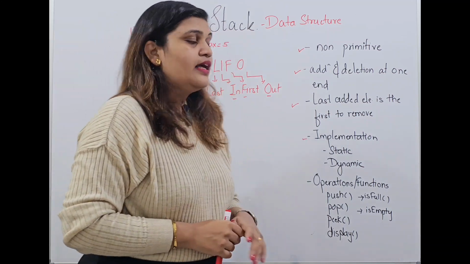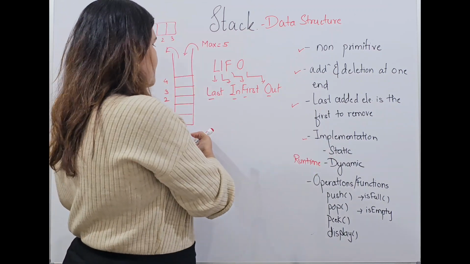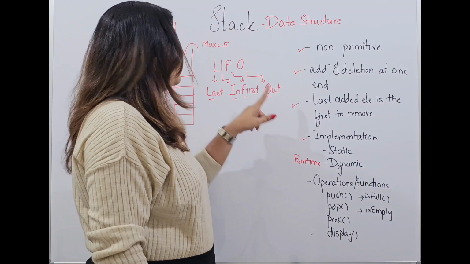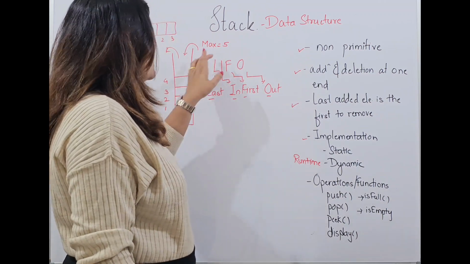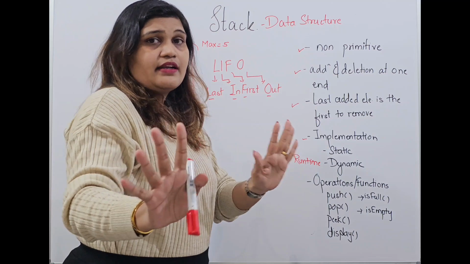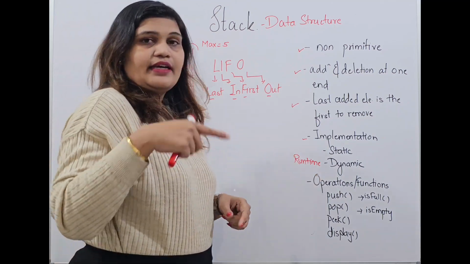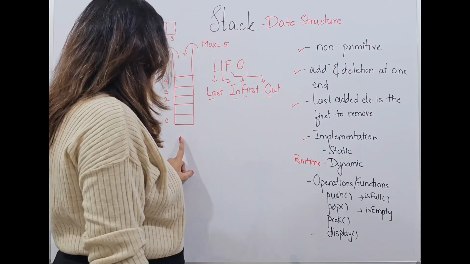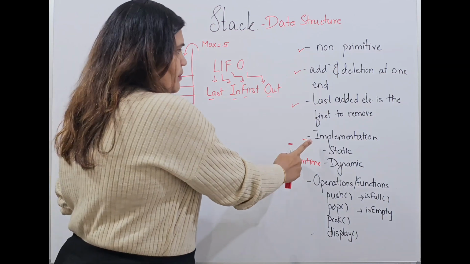The next pointer is implementation. When you want to implement this particular concept programmatically, there are two ways. One is static, that is predefined. You already tell the size: I want a stack of size 5, I want a stack of size 100. You're already telling it. But when it is dynamic, it is runtime. When you're executing, if you want space, you will create that space. That is your dynamic, that is runtime. So that is your implementation.